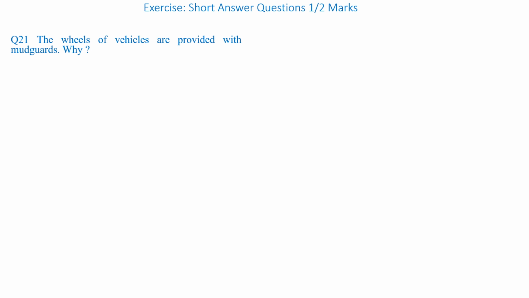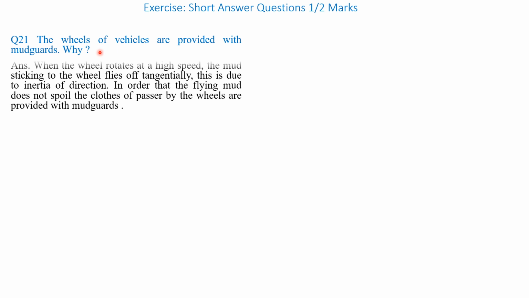Next question. Question 21. The wheels of vehicles are provided with mudguards. Why? Answer. When the wheel rotates at high speed, the mud sticking to the wheel flies off tangentially. Please note tangentially. This is due to the inertia of direction. In order that the flying mud does not spoil the clothes of a passerby, the wheels are provided with mudguards.